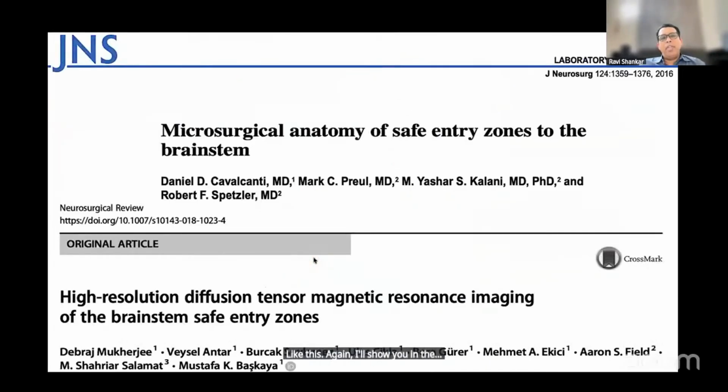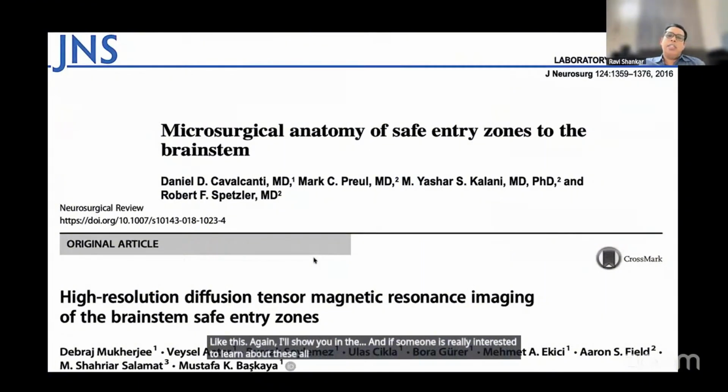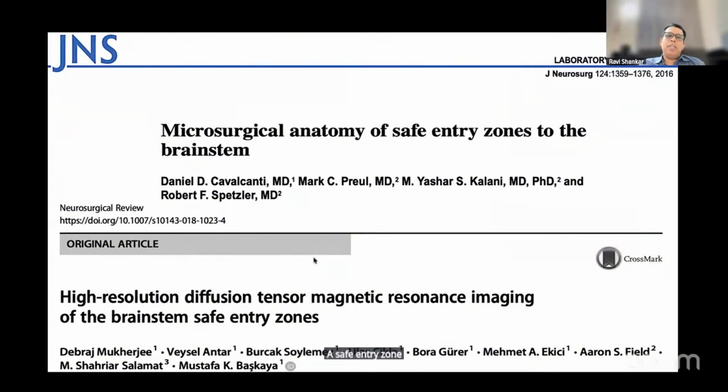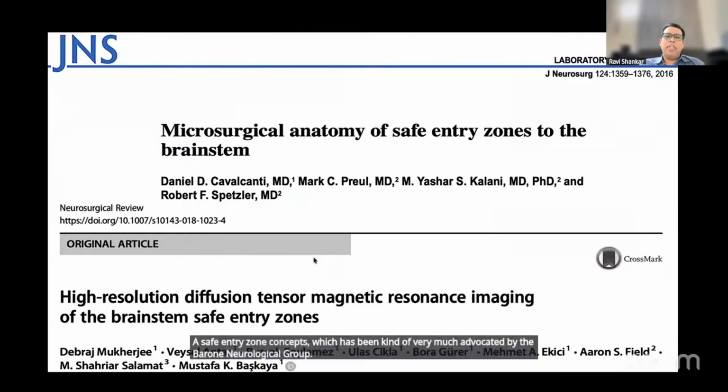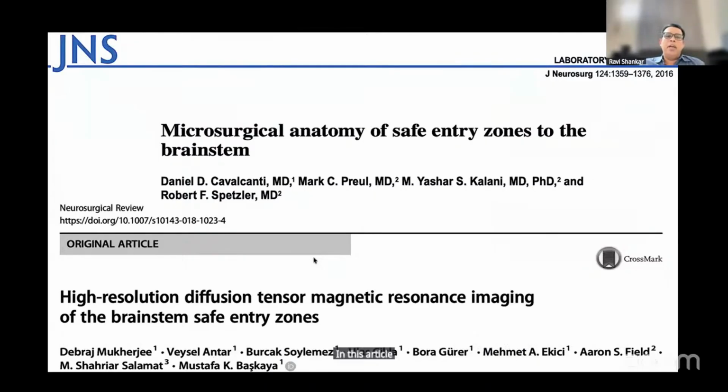And if someone is really interested to learn about all these safe entry zone concepts, which have been very much advocated by the Barrow Neurological Group, there is an article by Professor Spetzler in Neurosurgery, and again an article by Professor Baskaya in Neurosurgical Reviews.